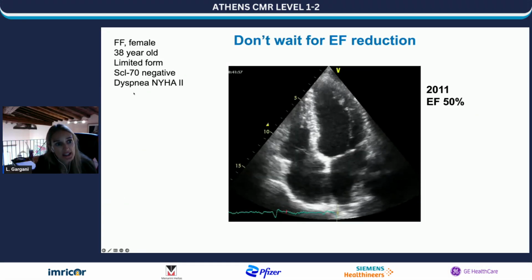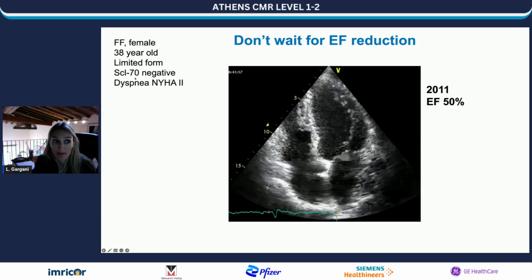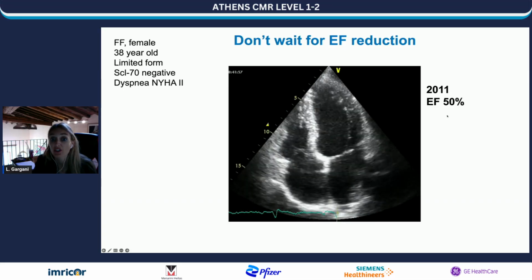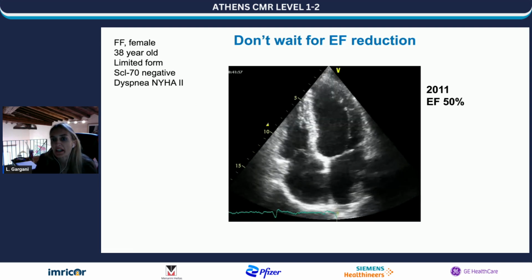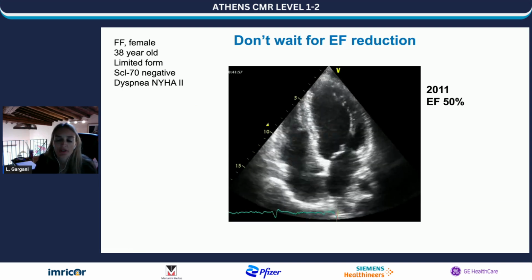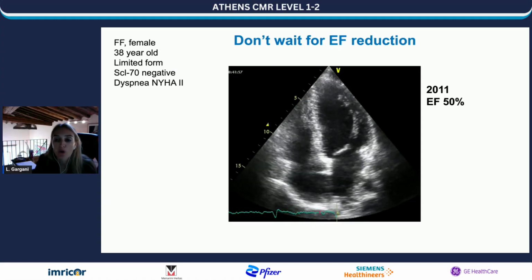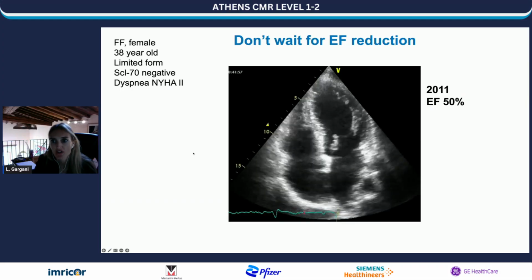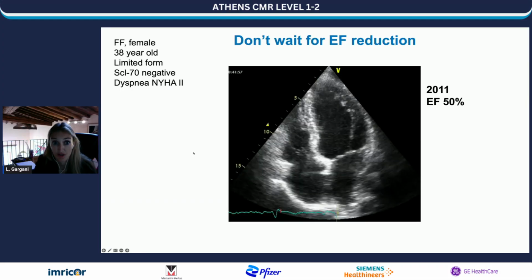And this is an example of a young female with a limited form of systemic sclerosis. In 2011, when we first saw this patient, she had already an ejection fraction of 50%, which in most of the patients with cardiac disease can be considered normal or a lower degree of normal. But in these patients, an ejection fraction of 50% already means an overt systolic dysfunction.